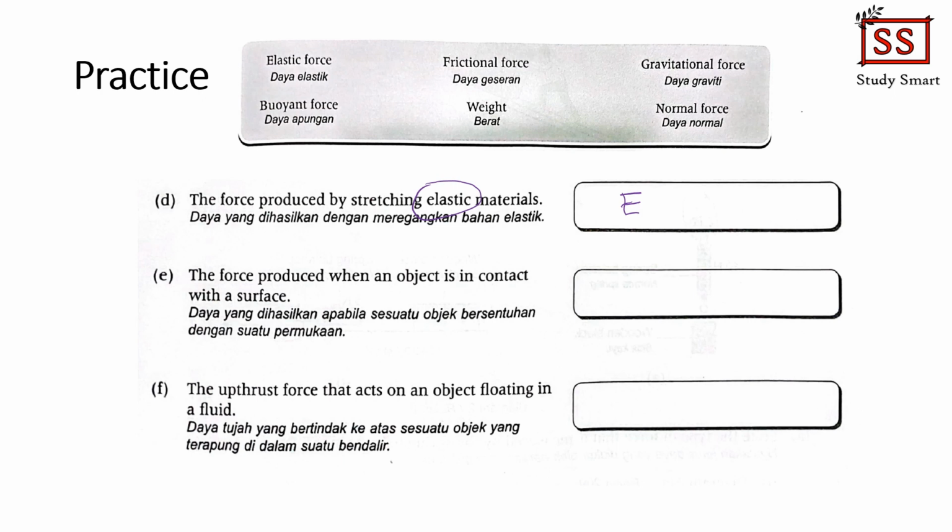E, the force produced when an object is in contact with a surface. This is the very first force that we studied, which is the normal force. And last but not least, the upthrust force that acts on an object floating in a fluid. Here you can see the keyword is an object floating in a fluid. So if it is a fluid, it means it is buoyant force.